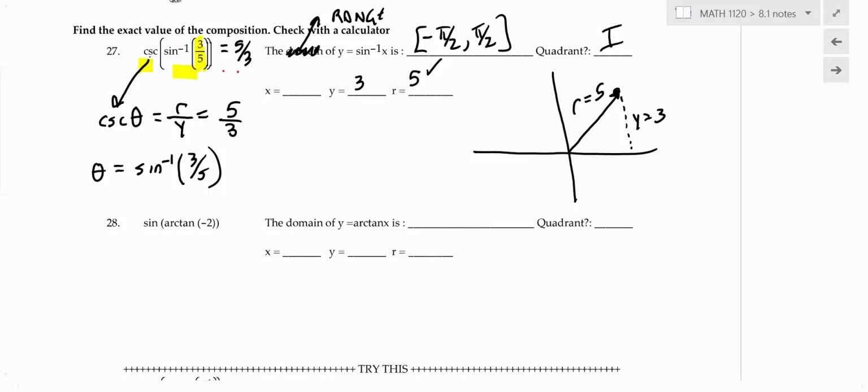The key to this problem is I've given you two variables. I gave you y and I gave you r. I didn't have to find x because the cosecant doesn't require that you know x. Okay, does that make any sense?